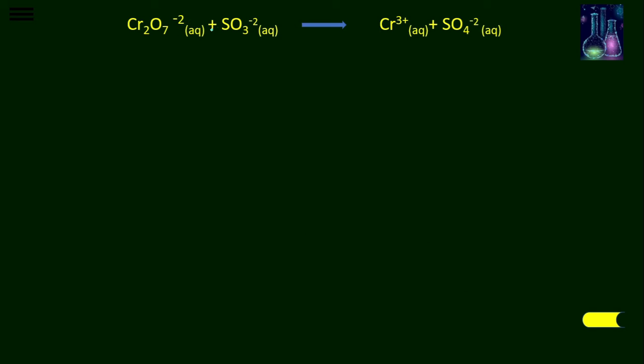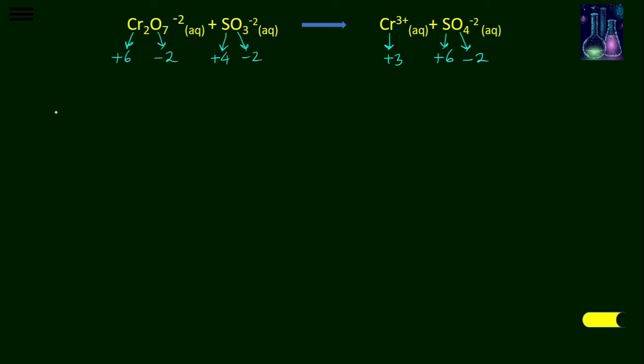Cr2O7 minus 2, the dichromate ion, plus SO3 minus 2, the sulfite ion, gives Cr plus 3 plus SO4 minus 2, the sulfate ion. So let's assign the oxidation state. Here chromium is plus 6 each, oxygen is minus 2 each, sulfur here is plus 4, oxygen minus 2, chromium here is plus 3, sulfur here is plus 6, and oxygen here is minus 2 each.